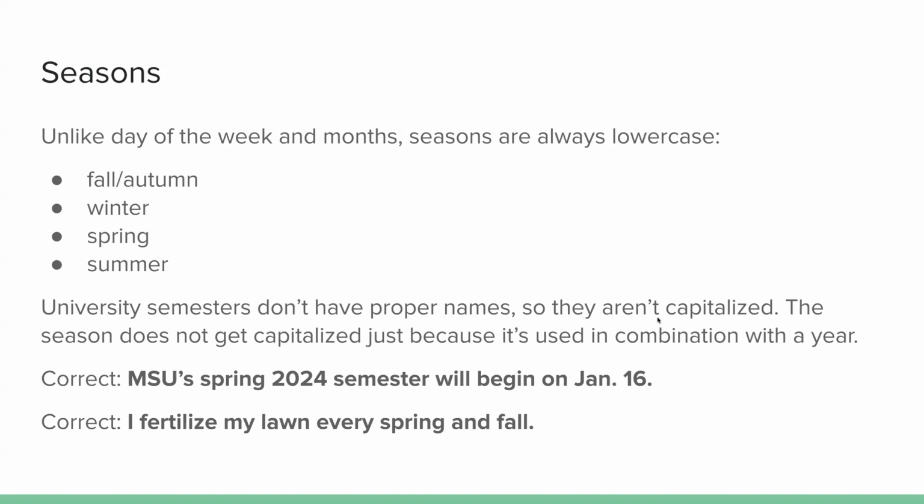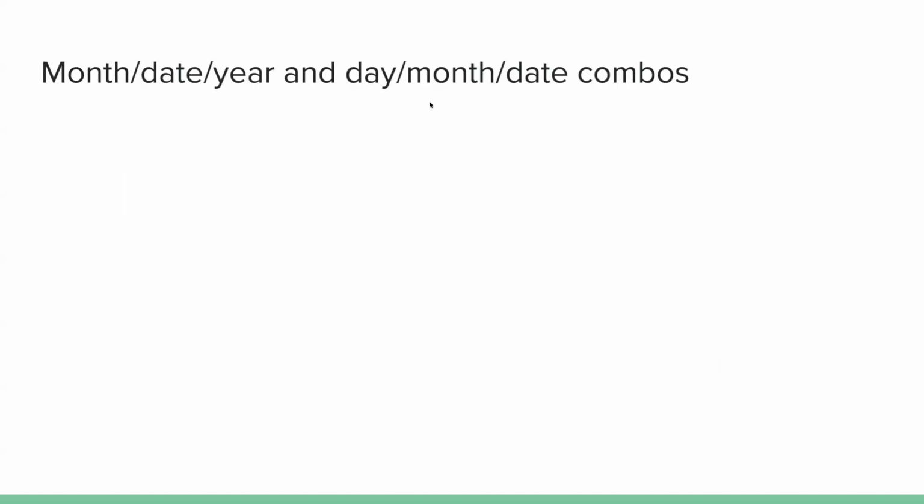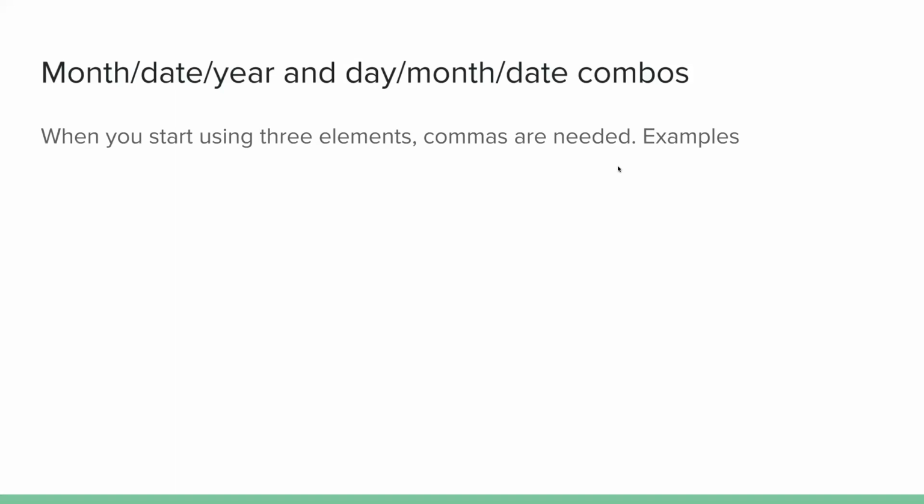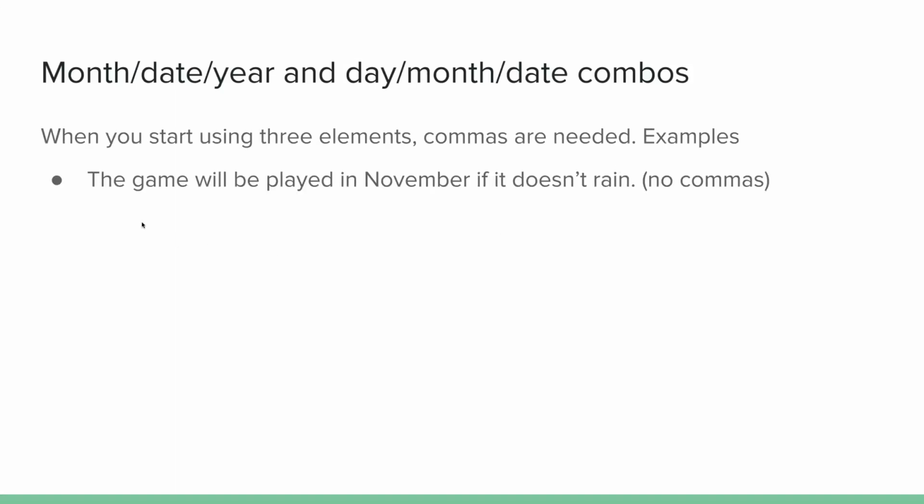All right. Now, month, day, year, and day, month, date combos. I want you to look at a little bit of a progression here. The trick is that at the point when we start to incorporate 3 elements, we need to use some commas. So for example, the game will be played in November, if it doesn't rain. And by the way, I added "if it doesn't rain" because I need a reason for there to be a couple of commas. You'll see what I mean in a minute.